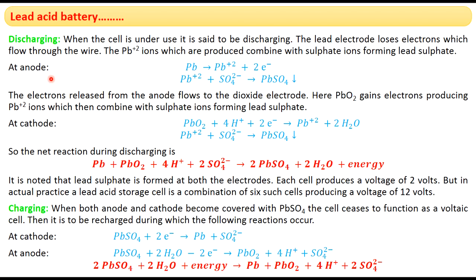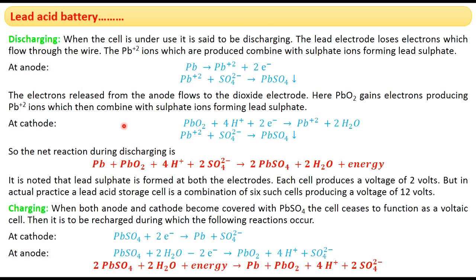The cell reactions which occur while we use the lead acid battery are: at the anode, lead undergoes oxidation, forming Pb2+ ions, lead cations, and also 2 electrons. And the Pb2+ ions combine with the sulfate ions which are present in the electrolyte sulfuric acid and form lead sulfate. So at the anode, lead undergoes oxidation and 2 electrons are produced. Lead sulfate is also produced, that will be precipitated at the anode.